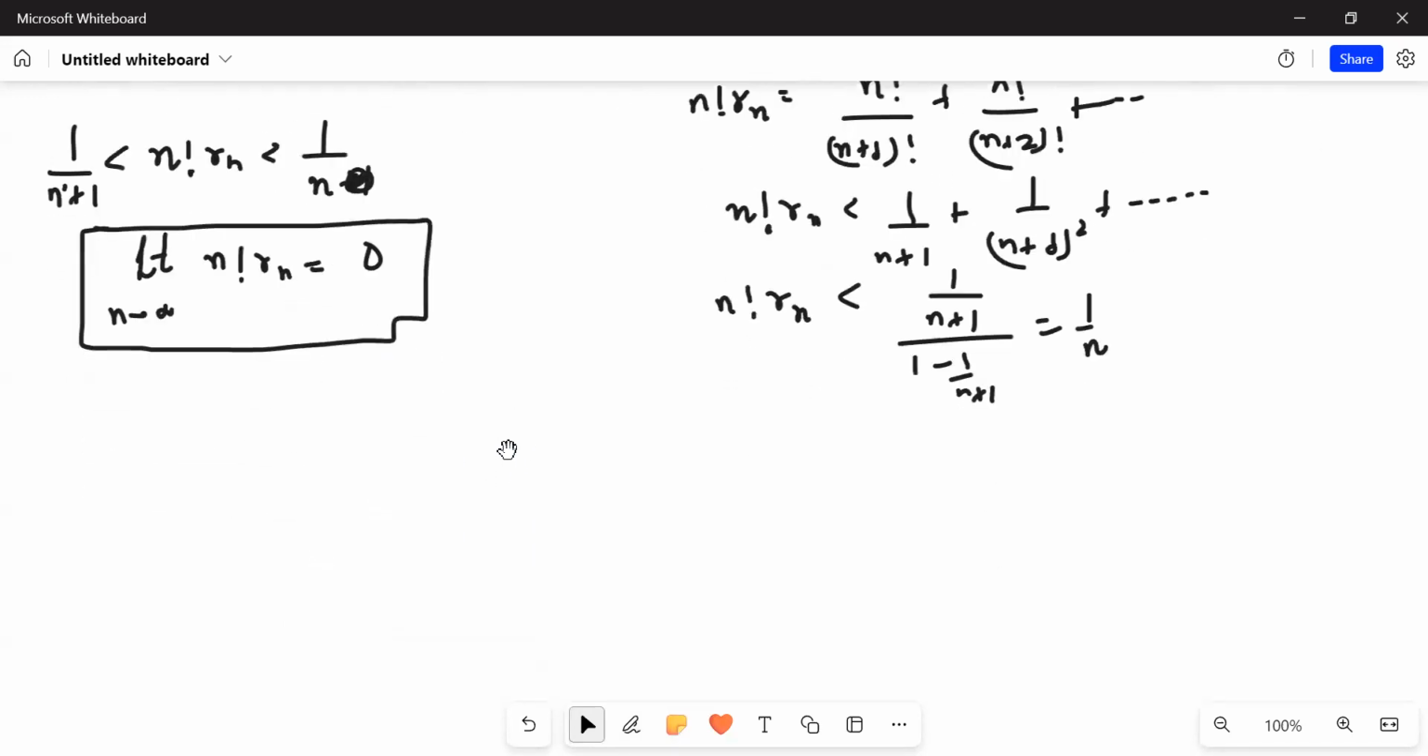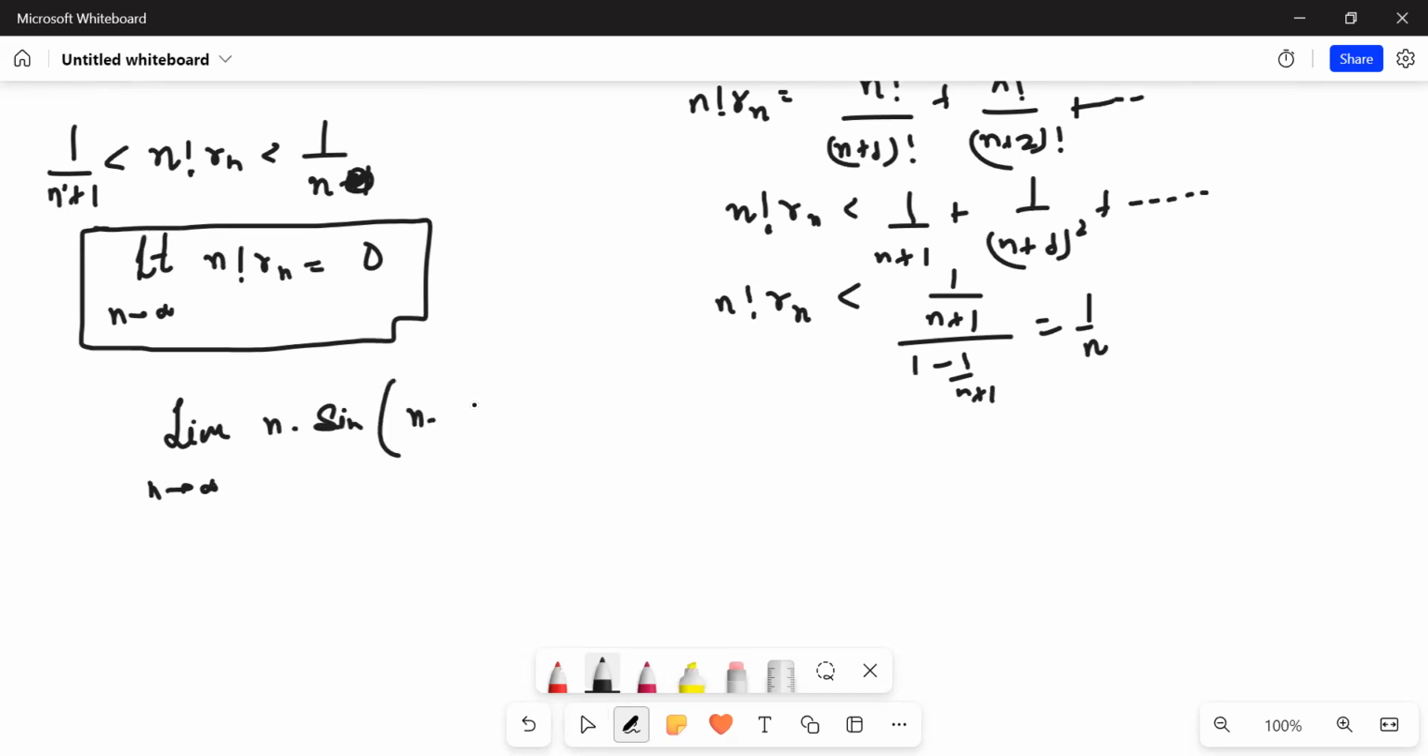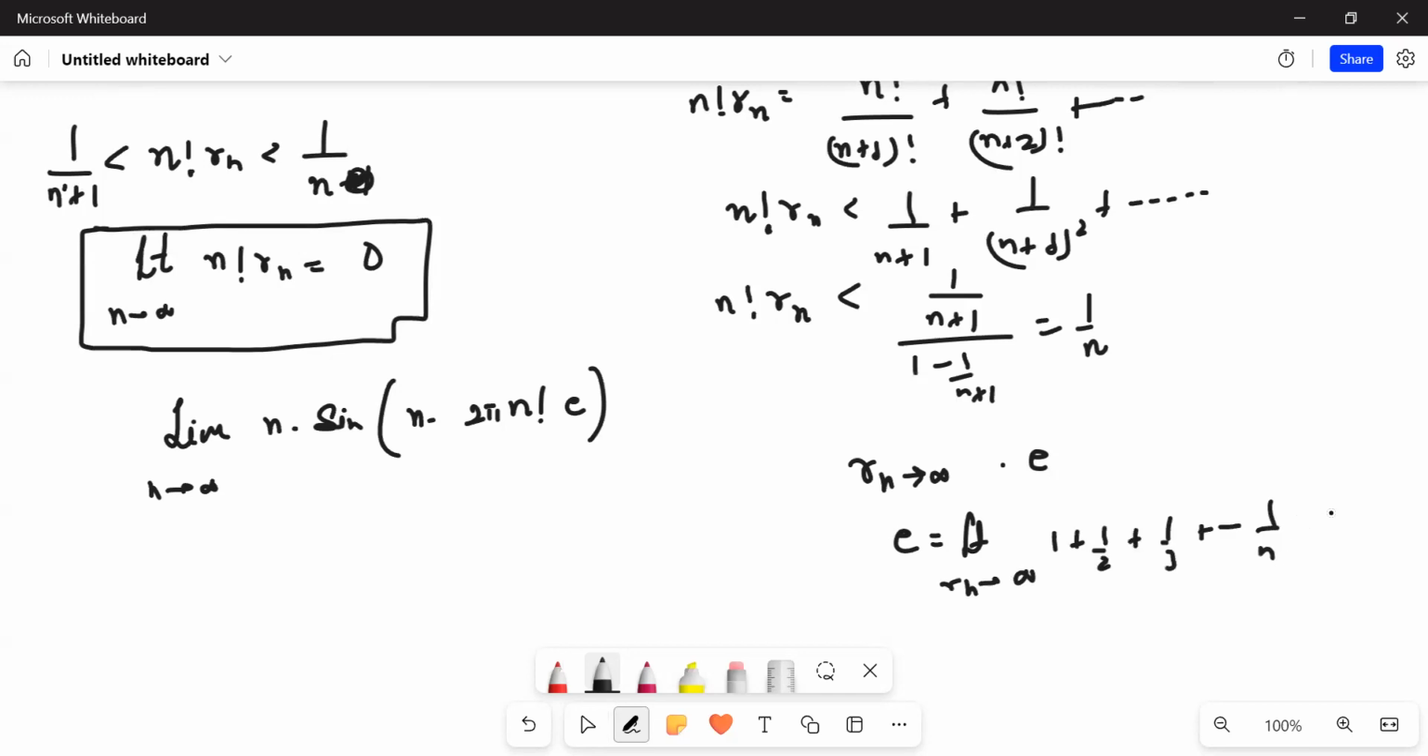Now we'll use this. We want to find the limit. Again, the question was this. We want to find the limit n tends to infinity of n times sine of 2 pi n factorial e. I understand that as n tends to infinity, your e comes out. So basically, e is nothing but the limit of 1 plus 1 upon 2 plus 1 upon 3 and so on up to 1 upon n factorial plus Rn. So basically, this is equal to e.